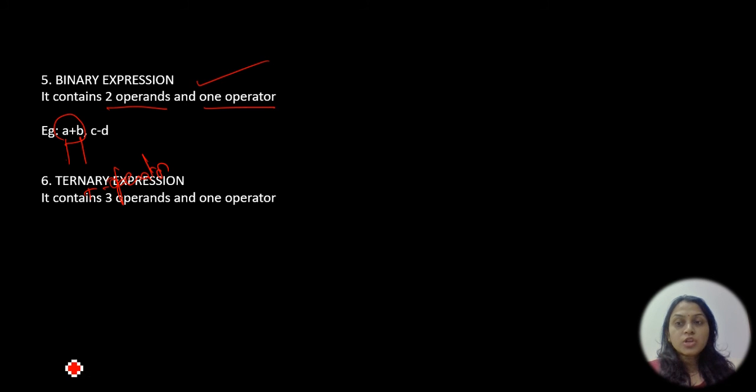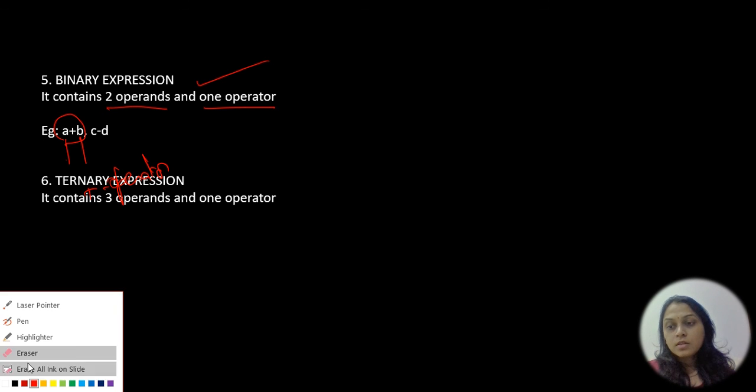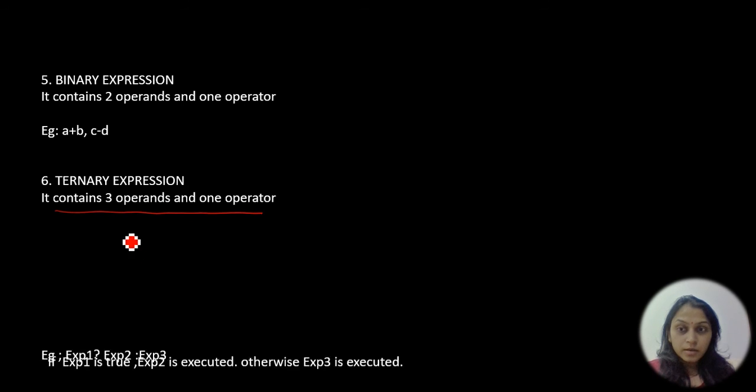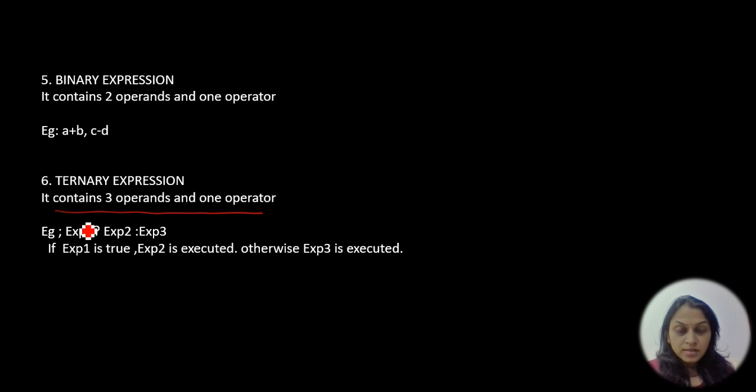Then what about the ternary expression? Okay. Ternary expression means it contains three operands and one operator. See here, three operands: expression 1, expression 2 and expression 3, and only one operator. That is, it has to be clear what operation has to be performed. If expression 1 is true, then expression 2 is executed. Otherwise, expression 3 is executed.